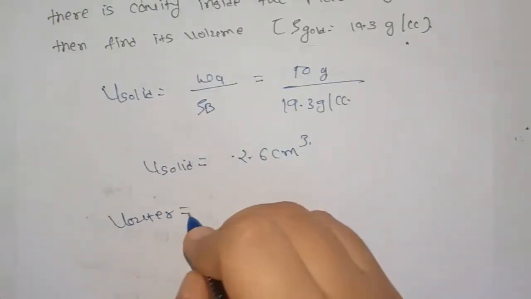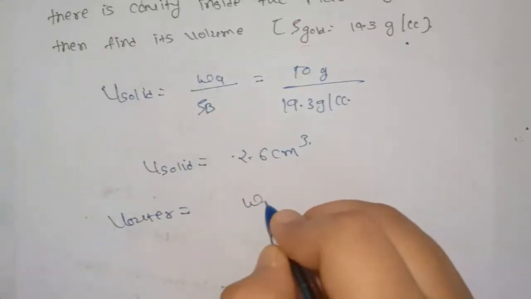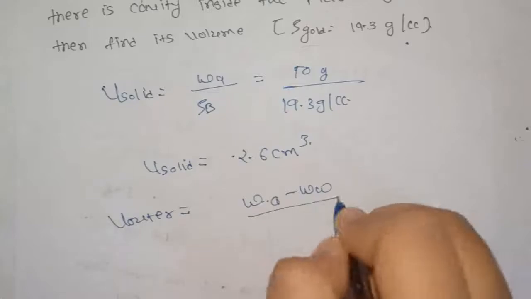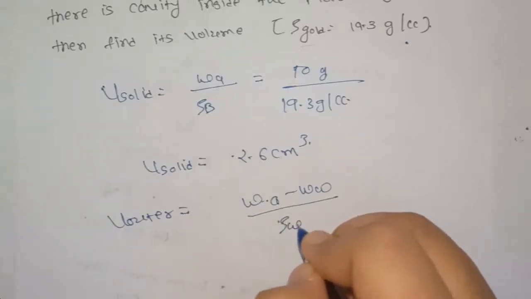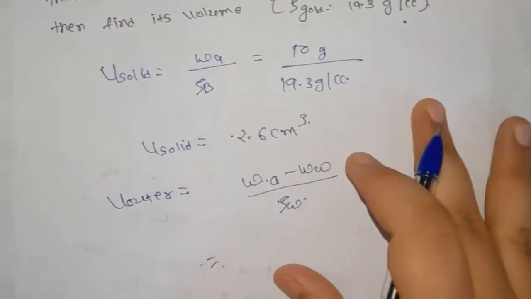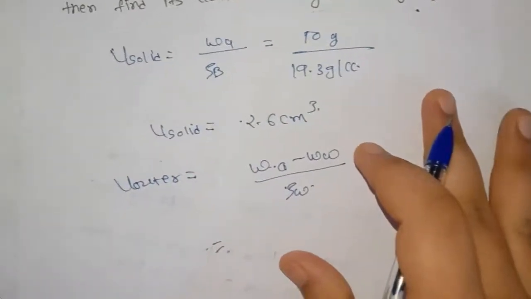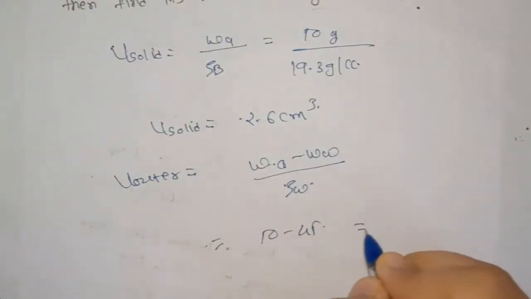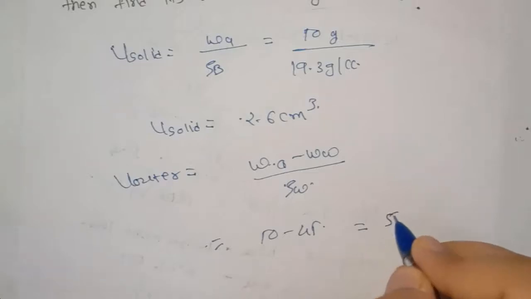Now, let us find the outer volume of body. Outer volume will be weight in air minus weight in water divided by density of water. Density is taken in CGS, so density of water will be 1. So this will be 50 minus 45, that is equal to 5.